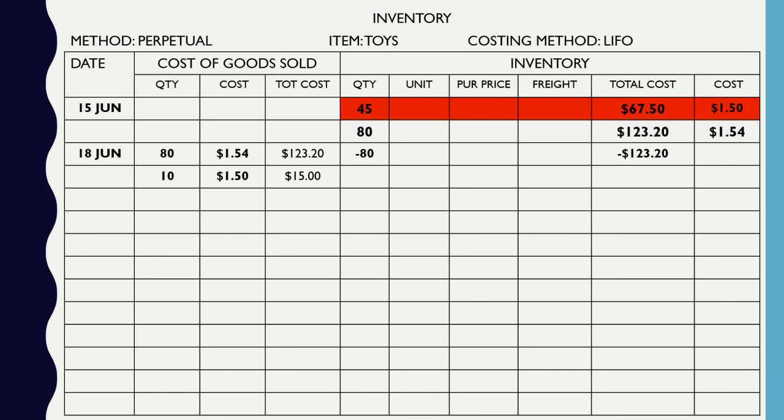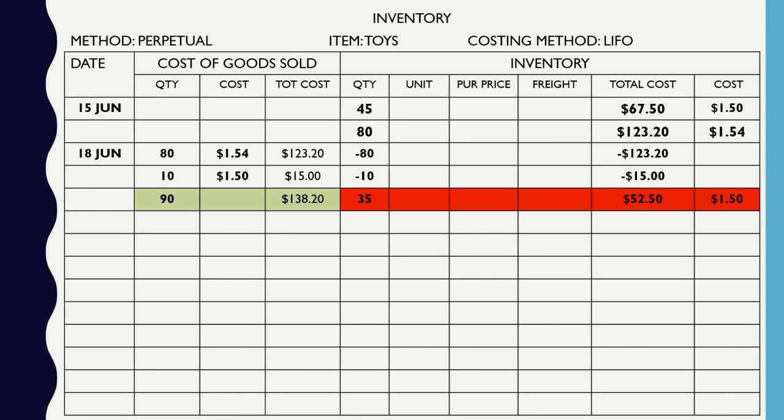And that's going to give me $15 even, which I subtract out from my red batch to give me a remaining red batch of 35 at a grand total of $52.50. So here I'm just working backwards. Everything is the same except when I cost my goods sold, I'm working from the bottom to the top. That's the only difference between FIFO and LIFO.